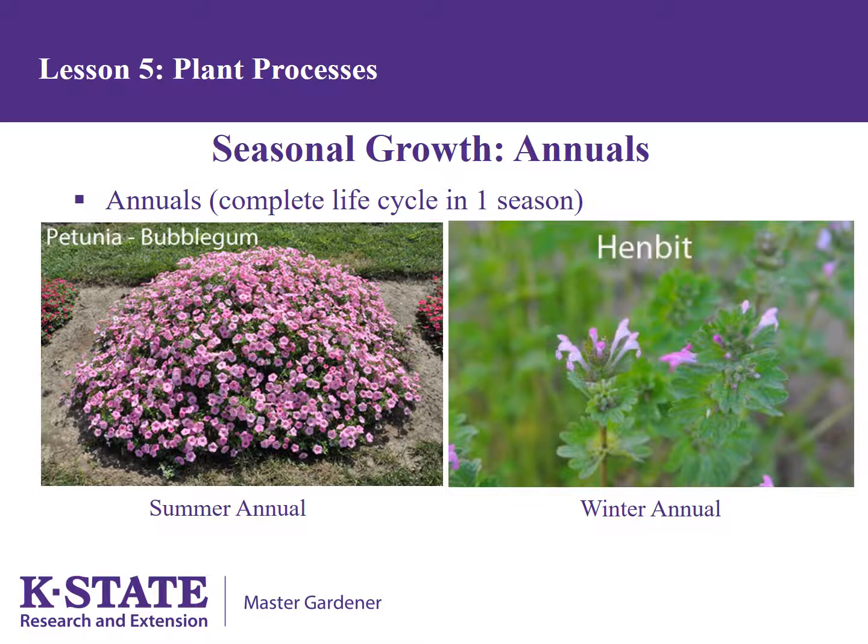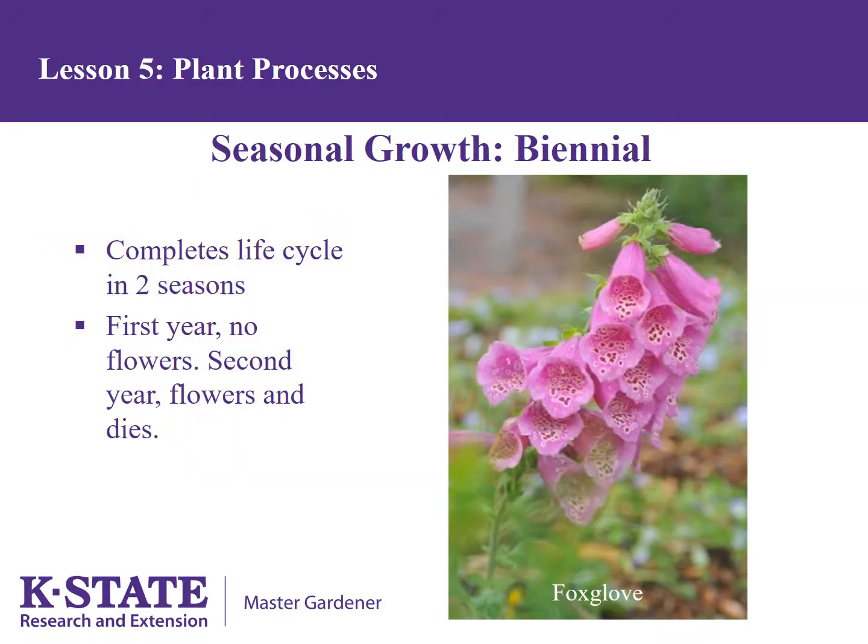Plants can be annuals, biennials, or perennials. Annuals are plants that complete their life cycle in one season. Most annuals are summer annuals that germinate in the spring, flower in summer, and die in the fall. Examples include our annual flowers such as petunias. Winter annuals germinate in the fall, spend the winter as small plants, and flower in the spring. They die when summer turns hot. Examples would include some of our lawn weeds, such as henbit and chickweed.